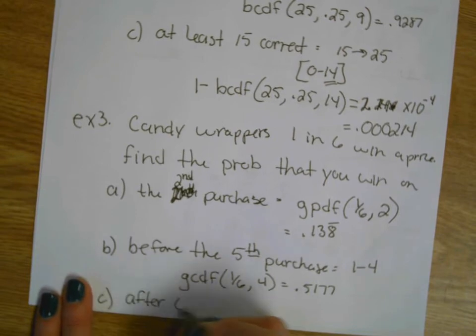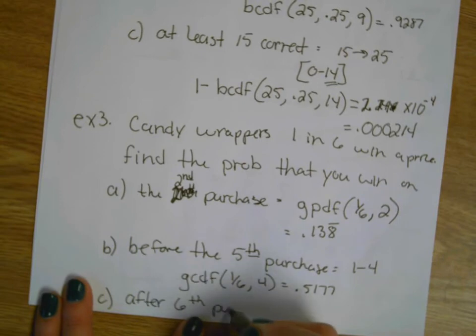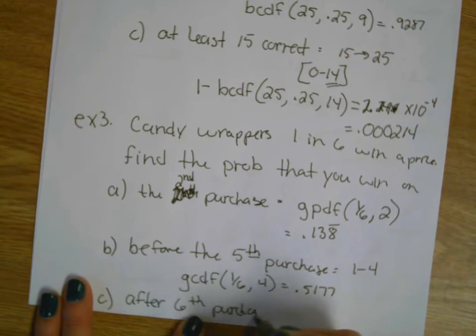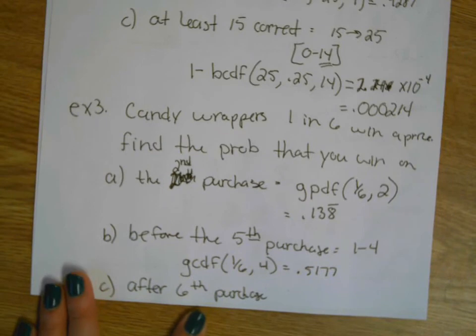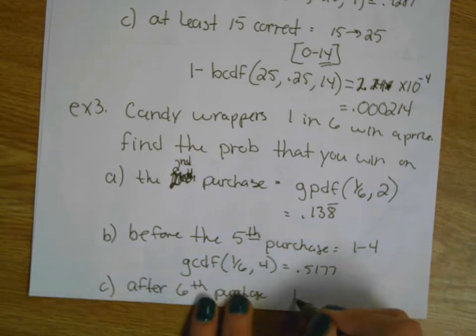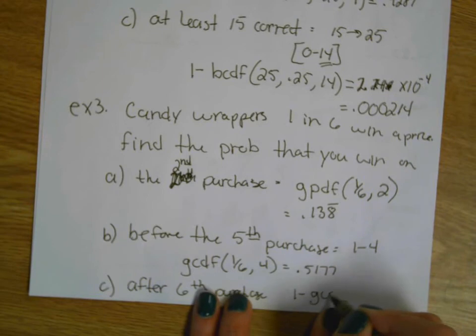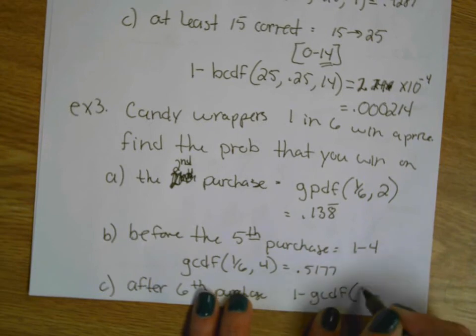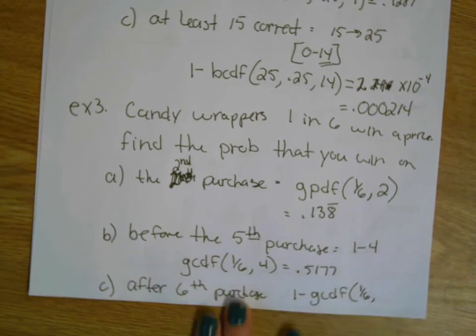And then our very last one. After the 6th purchase. So you expect to win 1 in 6, but what's the probability that you don't win your 1 in 6 and it happens sometime after the 6th? So how do we get this one? 1 minus geomcdf 1/6. What's the last one we want to subtract off? The 6th.